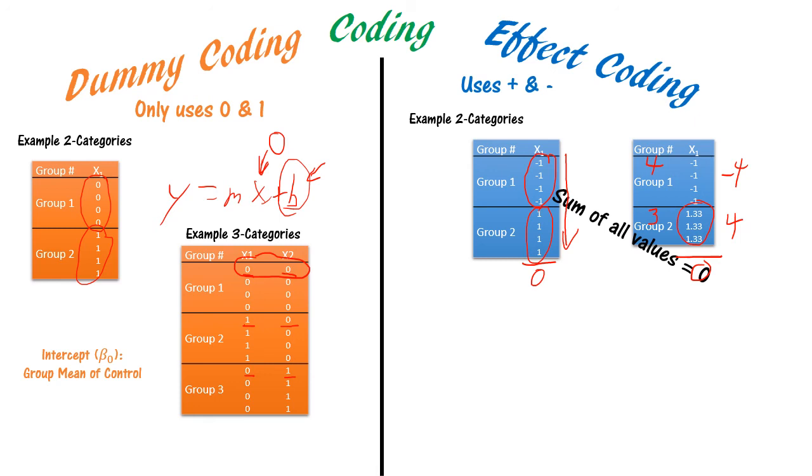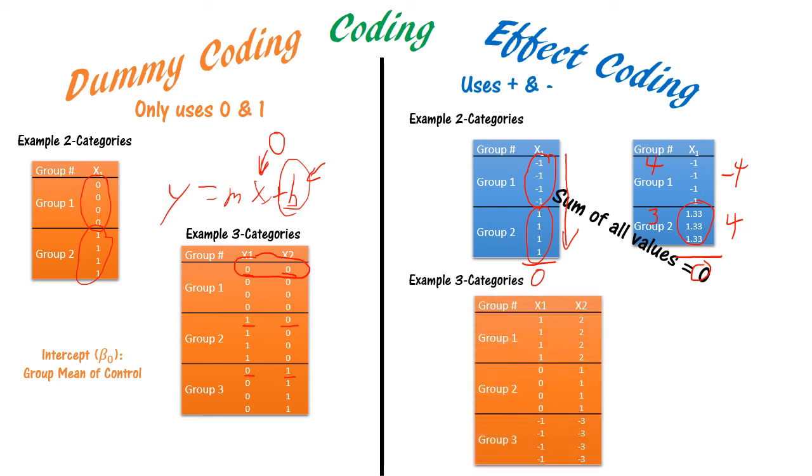So this is another way. You can do it both ways, dummy coding or effect coding. It depends on what you're looking for. Like I said, dummy coding is primarily used when you have a control group. You don't always have a control group, so effect coding is for a different type, which we're going to talk about in a second. But first, let me show you the example of 3 categories.